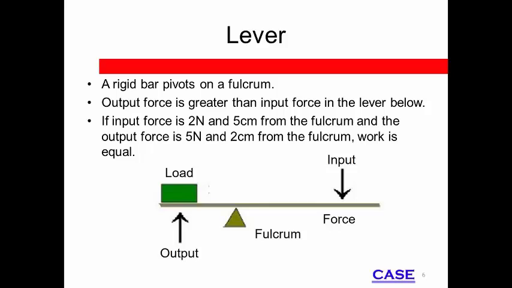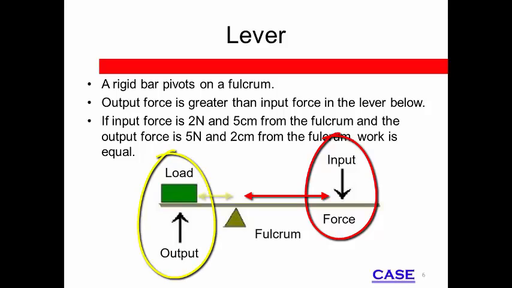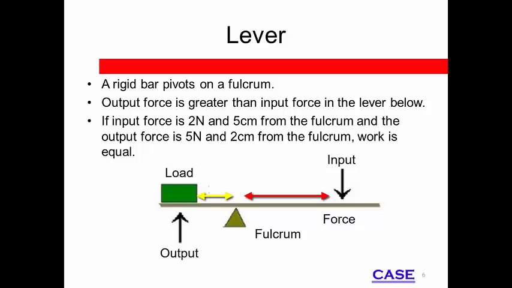No work has been created with the lever. The input force times the distance the input force is to the fulcrum will be equal to the output force times the distance the load is from the fulcrum. The input force is less than the output force because of the distance it is from the fulcrum. Each side of the lever has a total of 10 joules of work. 2 newtons times 5 centimeters equals 5 newtons times 2 centimeters.